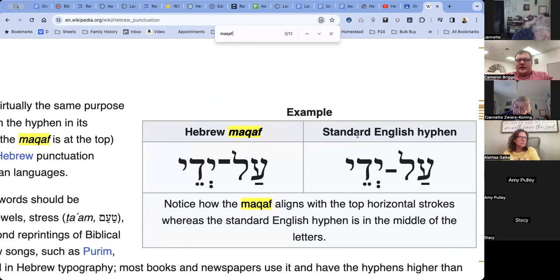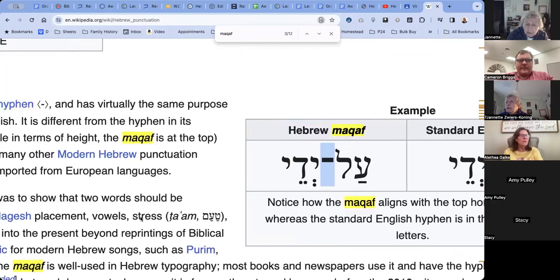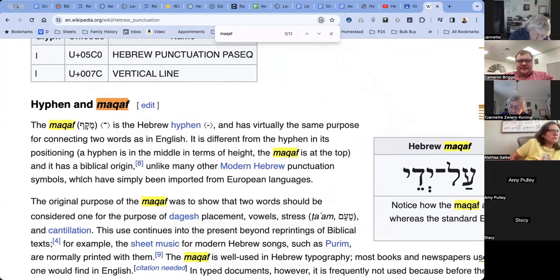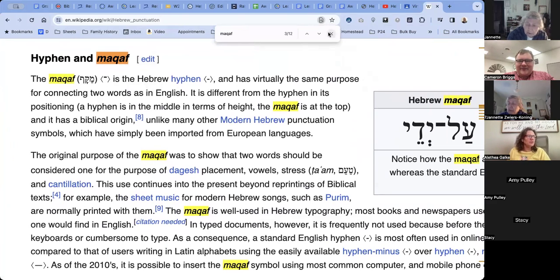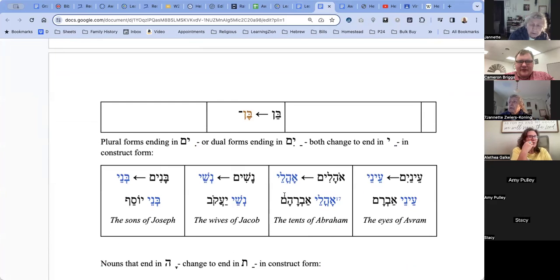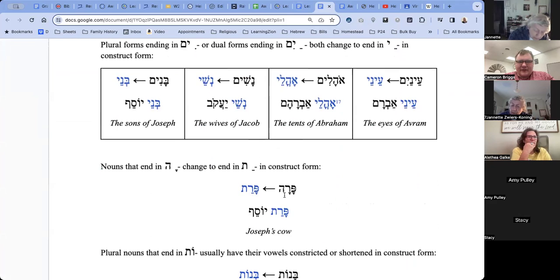So yeah, a standard English hyphen would be the equivalent of a Hebrew makaf. But why are they using a hyphen there in the sentence? That is a good question. That's what I didn't understand. I figured it was like a dash, or a hyphen, but why do they have it there?